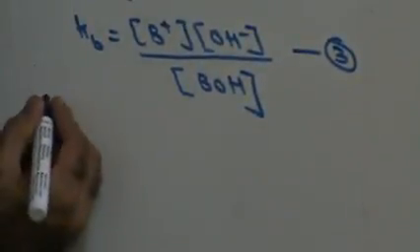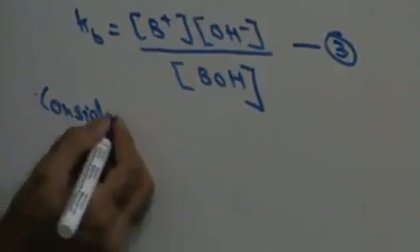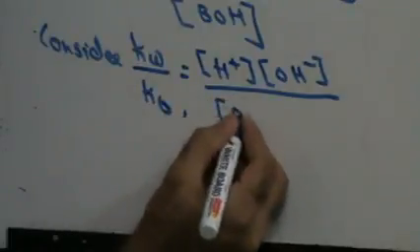Now we will call ionic product of water as equation 2 and dissociation constant of the base as equation 3. Now consider Kw upon Kb. Let's find out the ratio of ionic product of water to dissociation constant of the base. Ionic product of water is H plus into OH minus divided by dissociation constant of the base, that is B plus into OH minus upon BOH, right? OH minus gets cancelled.